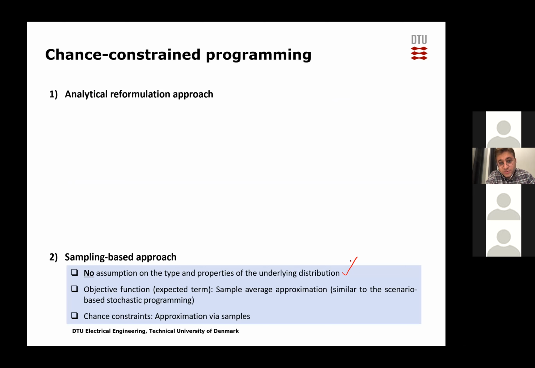The only way is to solve chance constraint programming using samples. So we need to provide a lot of samples over our given probability distribution and then solve our problem using something like scenario-based stochastic programming. But how many samples, how many scenarios do we need to make sure that our scenario-based stochastic program represents a chance constraint well? I'll talk about it in the next slide.